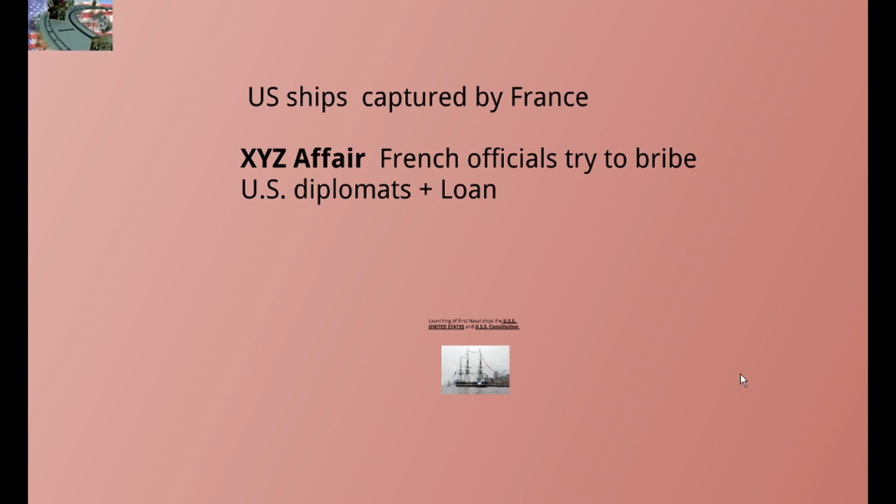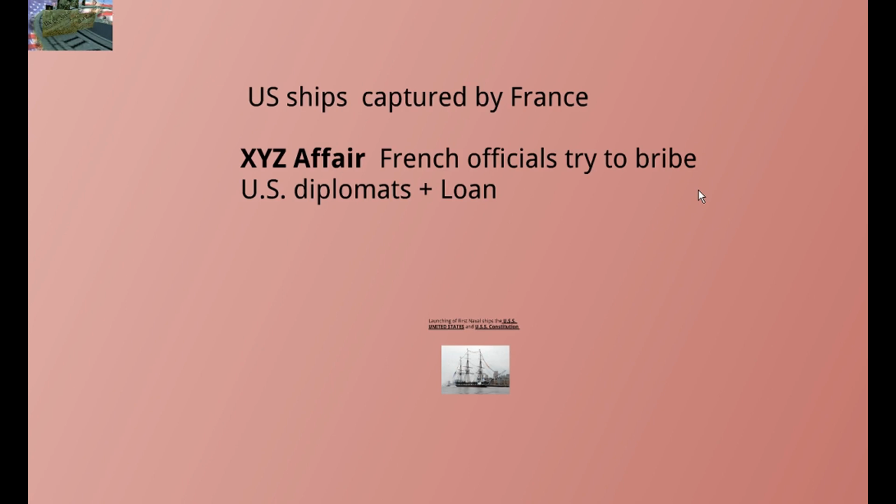did not accept to let U.S. diplomats talk to the French government, and I'm sorry for the mistake here. They did not try to bribe U.S. diplomats. They tried to get a bribe from U.S. diplomats plus a loan. So the French officials tried to get a bribe and a loan from the U.S. The bribe is something that was rejected by the American public as soon as the public heard of it.